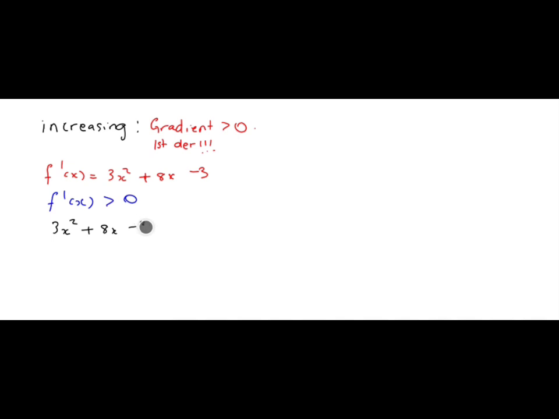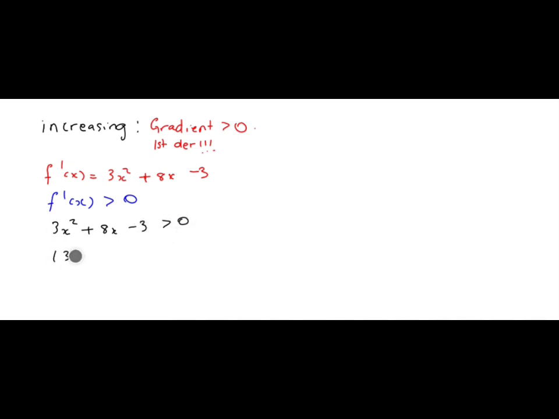How do you know that a function is increasing or decreasing? Well, for a function to be increasing, the gradient has got to be positive. So of course the gradient is actually the first derivative, which is given to me as 3x squared plus 8x minus 3. So I put this in inequality form. First derivative is greater than 0, and I just substitute accordingly. So this is 3x squared plus 8x minus 3, and that's going to be greater than 0.